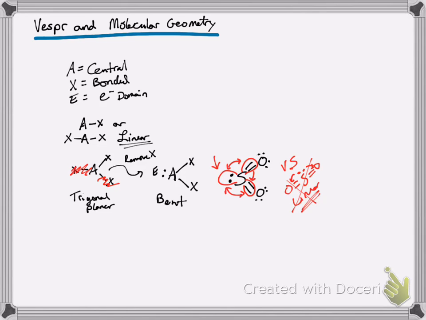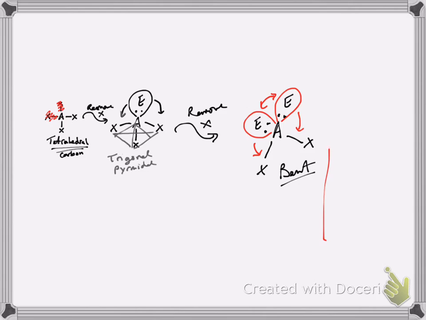I know it gets confusing. It does just take practice. So let's do one more, and we'll go from there. So what if we start with trigonal bipyramidal?